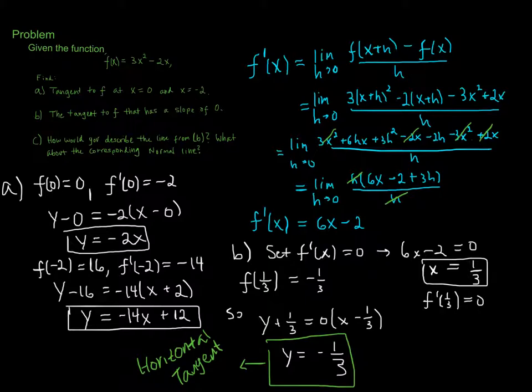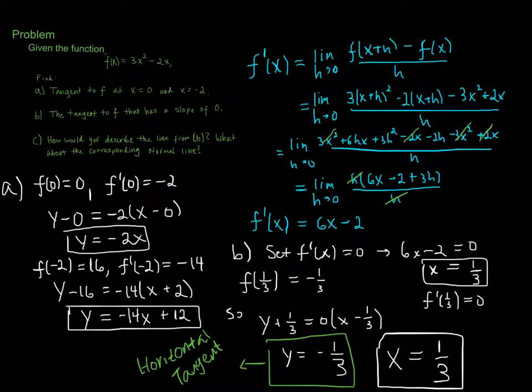And so the normal line is going to be a vertical normal line, and that's going to be equal to x equals 1/3. That's going to be the normal to the curve at the point 1/3, negative 1/3.